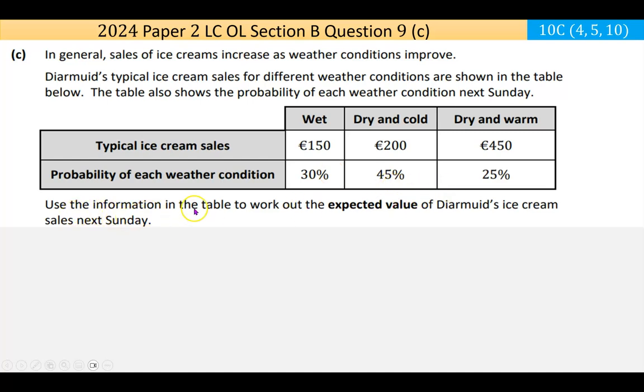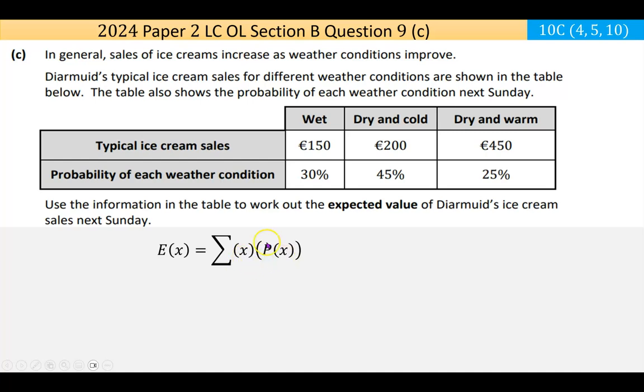Now use the information in the table below to work out the expected value of Diarmuid's ice cream sales next Sunday. There's a hint here. Expected value is a formula. It's not in the maths tables as far as I'm aware. So the expected value is equal to the sum of, now that's sigma, which I appreciate means something different in modern times, but in maths that means add all, your data times the probability.